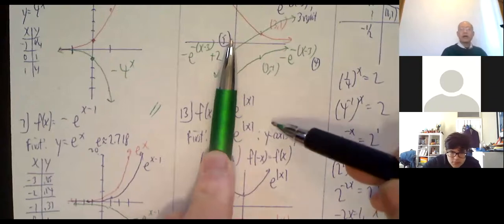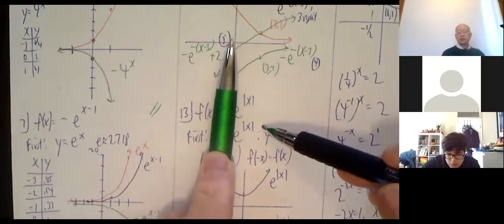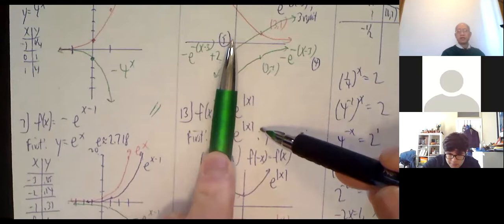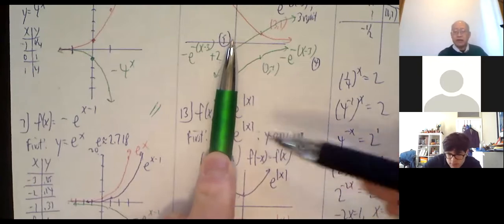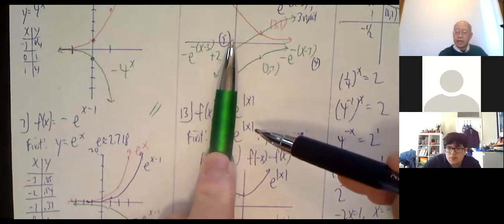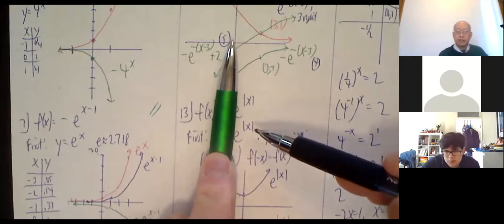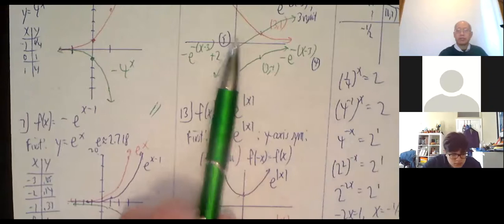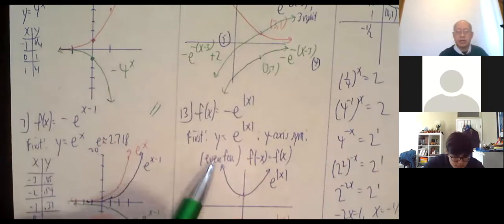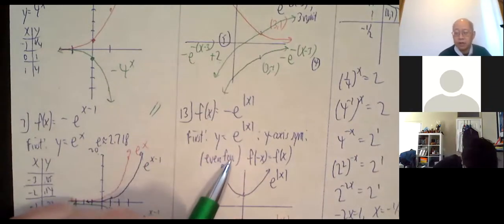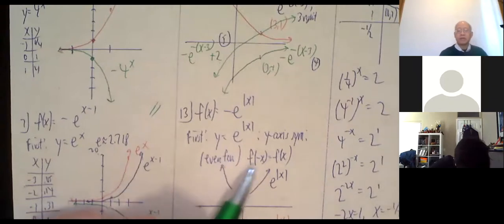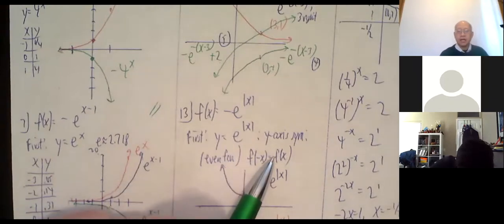This has y-axis symmetry because it becomes an even function. When I put the absolute value there, I get the same thing if I plug in 1 and negative 1, 2 and negative 2, 3 and negative 3, and so on. It has y-axis symmetry. It's an even function. FCN is my abbreviation for function. F of negative x equals f of x.